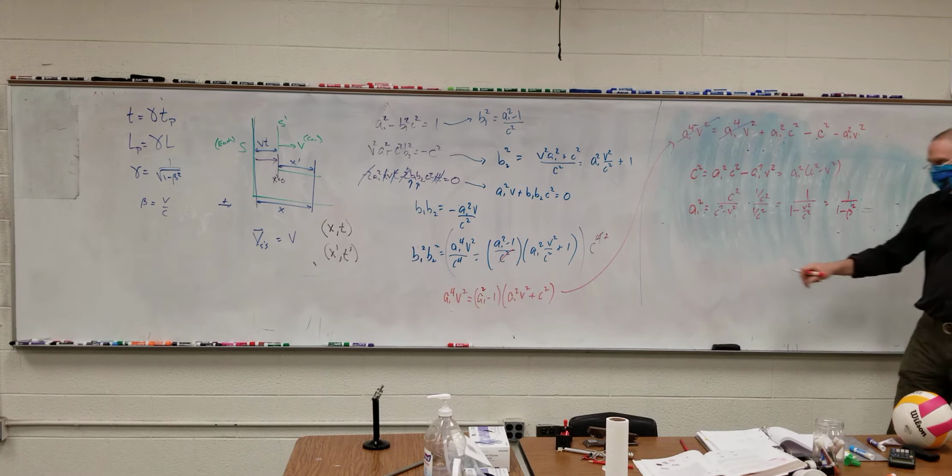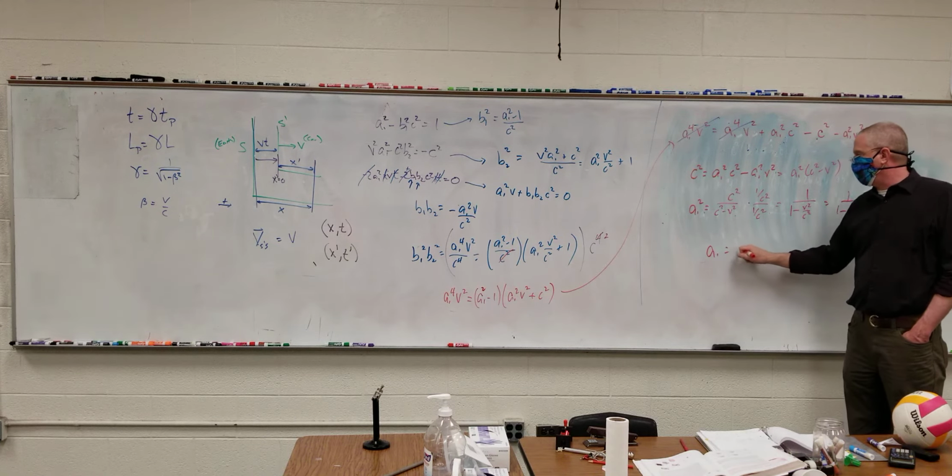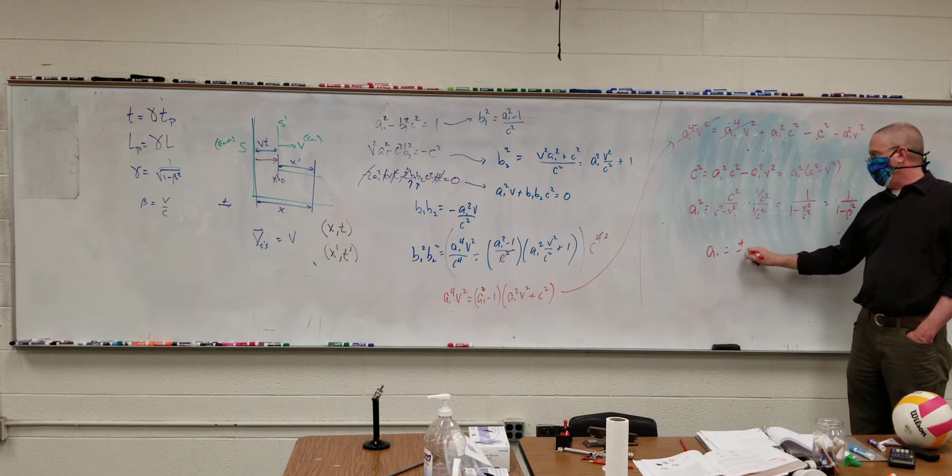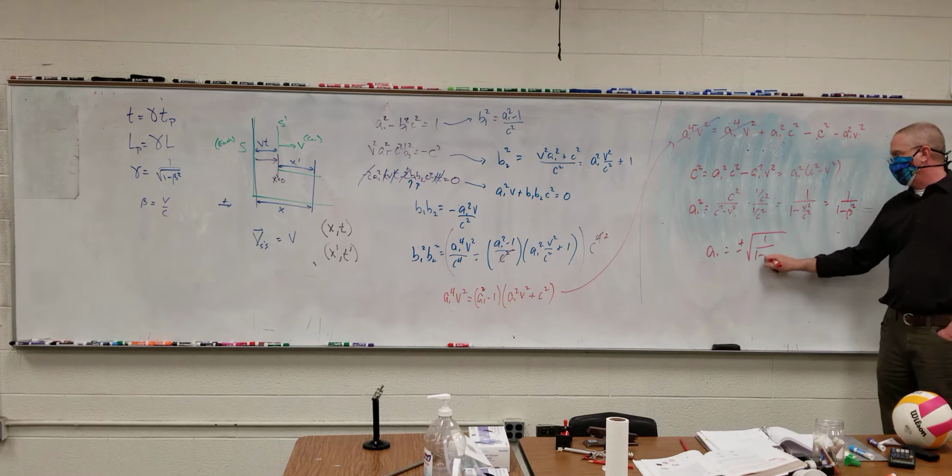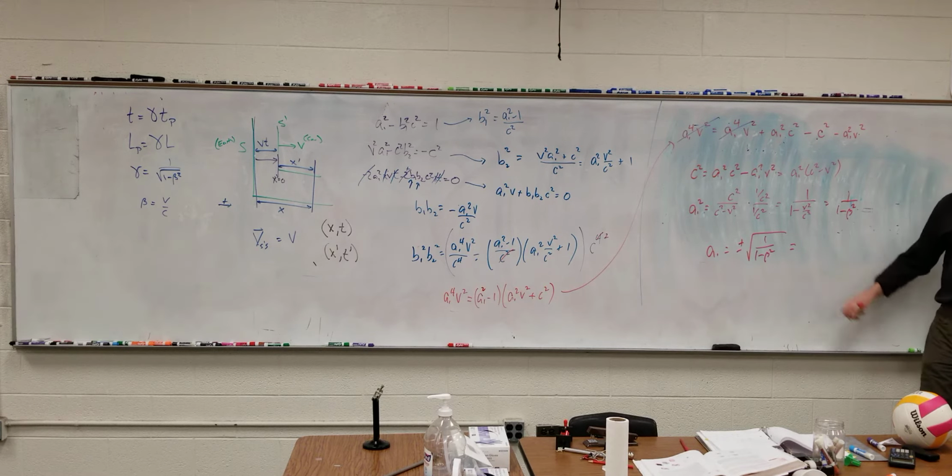And that's A1 squared, so let's take the square root. So A1 is equal to, technically, plus or minus the square root of 1 over 1 minus beta squared. And what is this? Gamma. Yes.